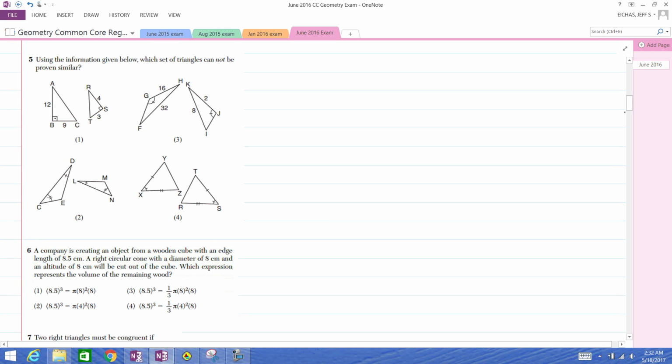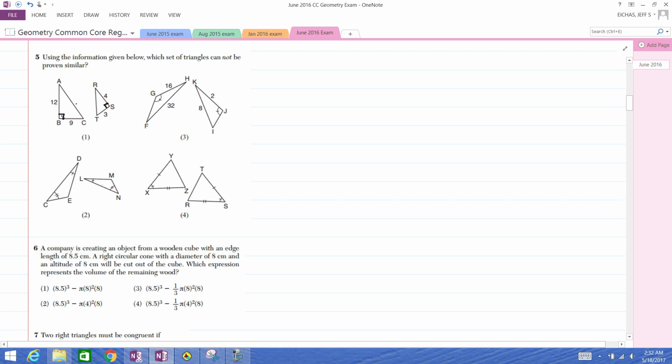Let's see, which cannot be proven similar. Okay. All right, here we go. So we get a pair of angles that are congruent. They're the included angles between these sides that they give us the measures for. So it's probably side angle side. Yeah, 12 over 4 is going to equal 9 over 3. Those cross products are both going to be 36. So those are similar by side angle side.